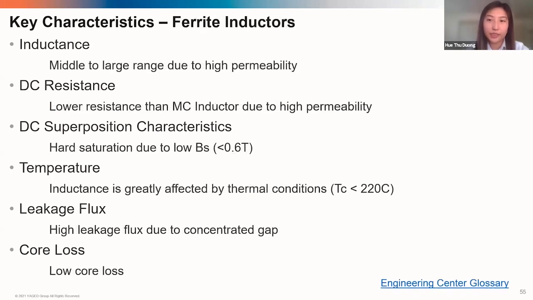With ferrite inductors, these do have a bigger range of inductance as well as lower DC resistance due to their higher permeability compared to the metal composite inductors. However, the downside is that these do have hard saturation and high magnetic flux leakage, as well as low core loss. These parts are also greatly affected by temperature.